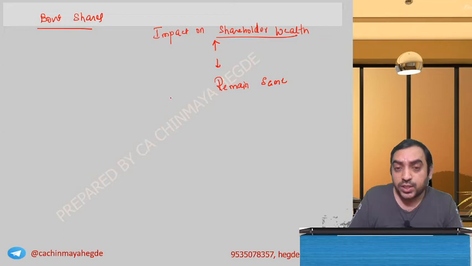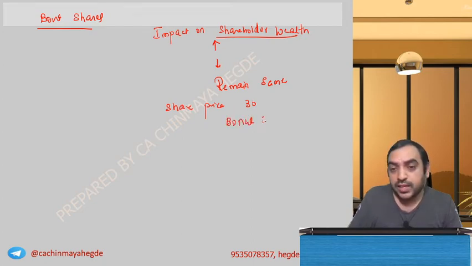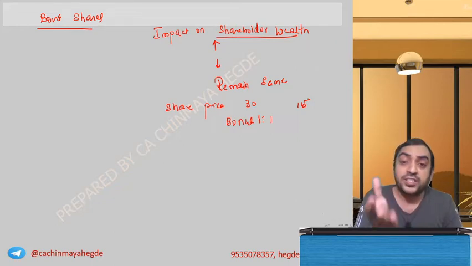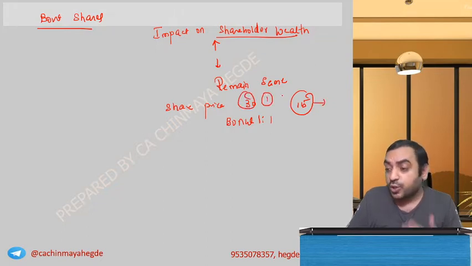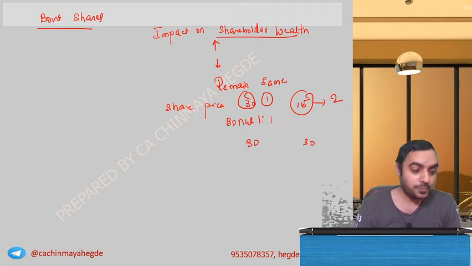Why? Suppose the share price is 30 rupees. You issue a bonus in the ratio 1:1. The share price will become 15 rupees. When the share price becomes 15 rupees, you should not think, oh, your share price reduced. No, earlier you had one share of 30 rupees. Now you will have two shares of 15 rupees. Overall it will be 30 rupees only. Shareholders' wealth is not affected.